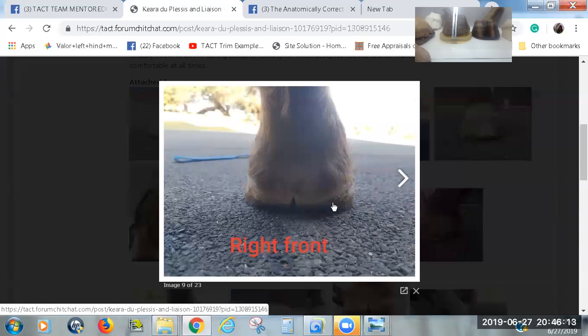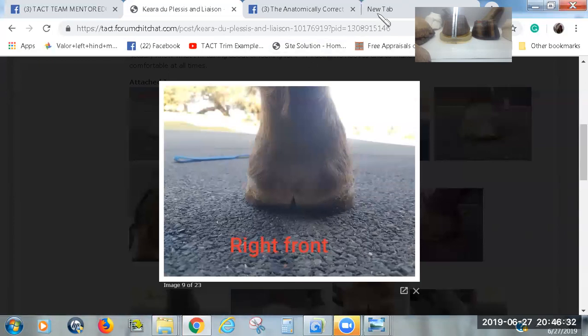So do you think, because we've been pulling it back so far, that could also have caused the flares on the side? Yes, absolutely. Because see, back here you've got those wall pillars that stabilize the whole foot. Here, I'll show you in just a minute.